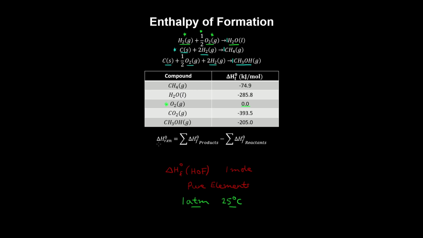So therefore the enthalpy of a reaction under standard conditions can be obtained by subtracting the enthalpies of formation of the reactants from the enthalpies of formation of the products. And these are typically given in tables.